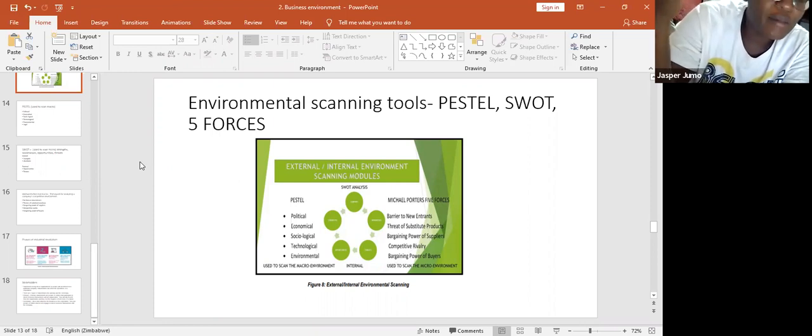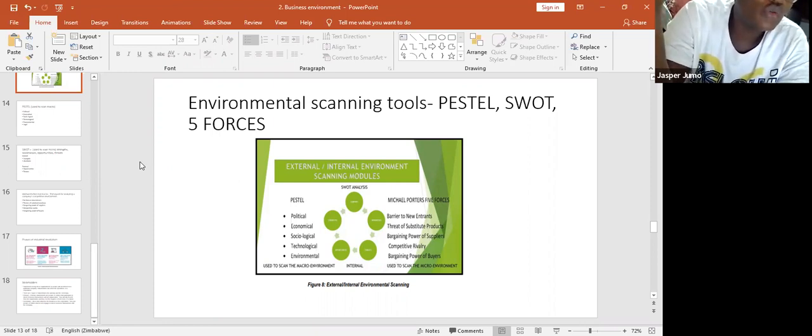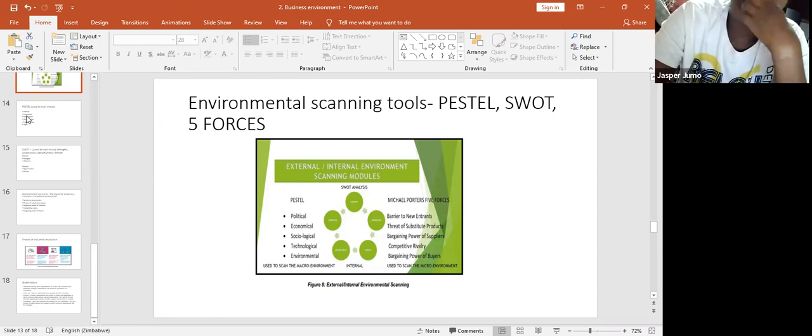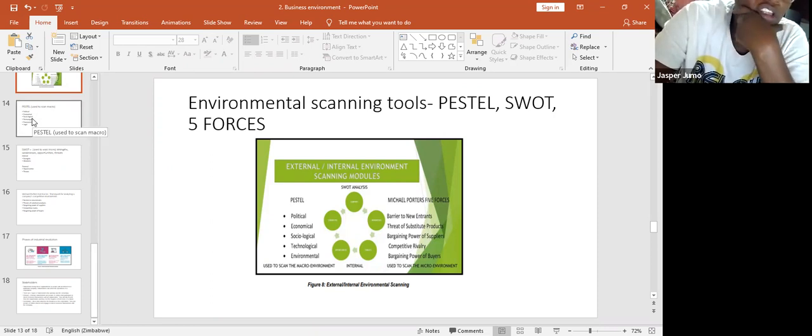If I'm scanning the macro environment, I need to use Pastel. If I'm scanning the internal environment, I need to use the SWOT analysis. So these are the 3 main scanning tools. Let's just go into more detail about them.